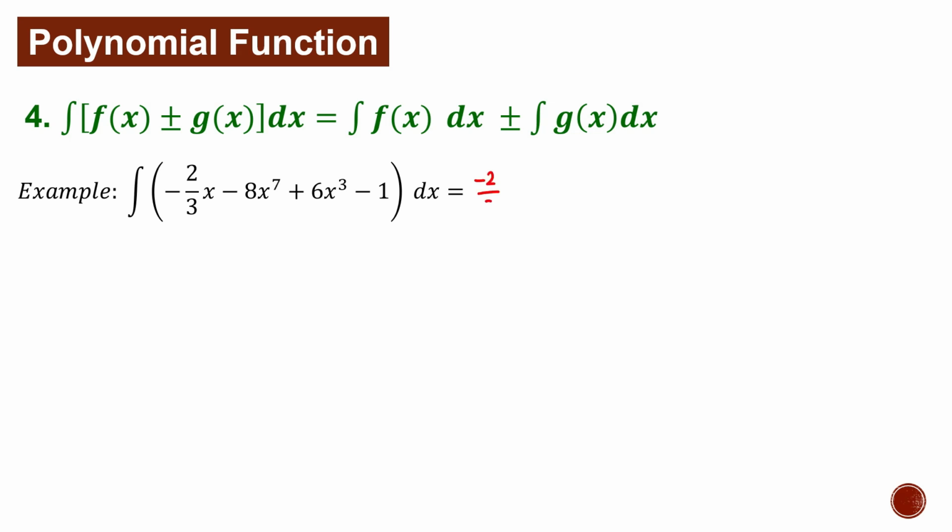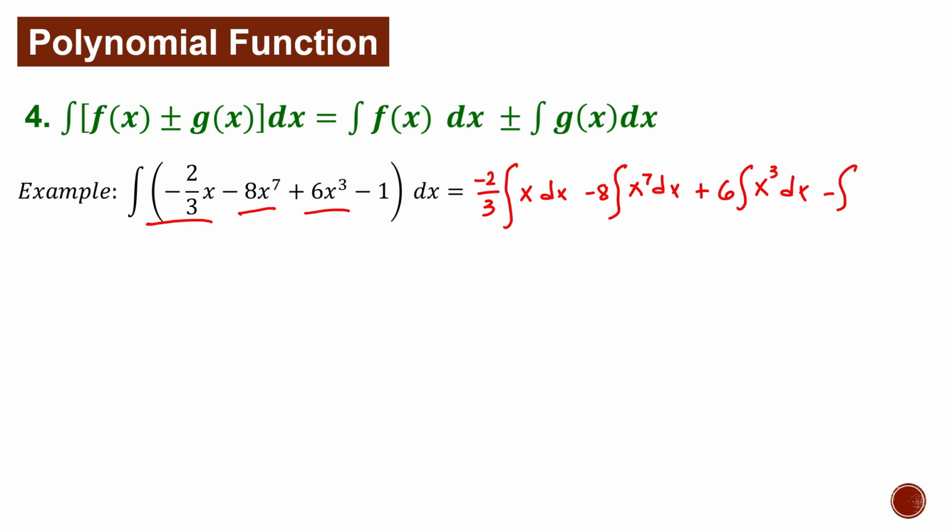Negative 2/3 times the integral of x dx. So that's this. Then minus 8 times the integral of x raised to 7 dx. That's this one. And then plus 6 times the integral of x raised to 3 dx. That's this one. And finally, that's minus the integral of 1 dx. All right.